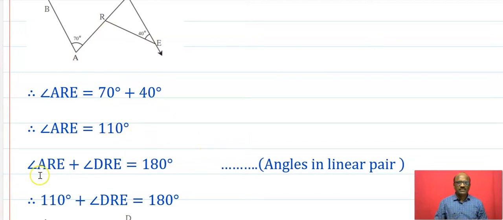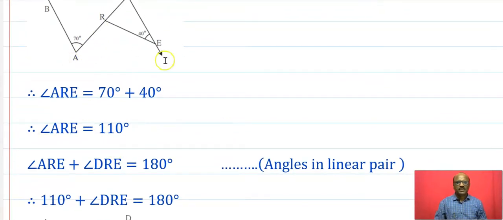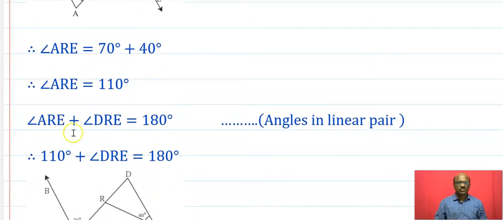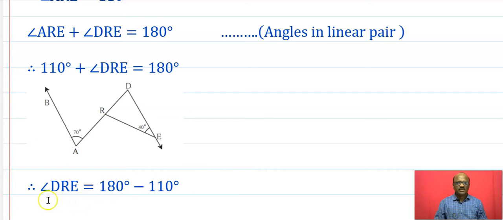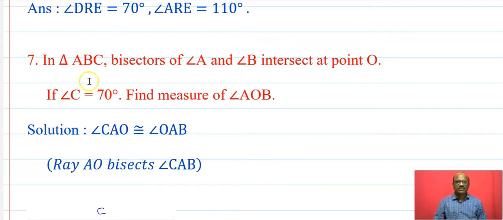Again, measure of angle ARE plus measure of angle DRE is equal to 180, as they are angles in a linear pair. Now we know the measure of angle ARE is 110 degrees, plus measure of angle DRE is equal to 180 degrees. Therefore measure of angle DRE is equal to 180 minus 110, that is equal to 70 degrees. Therefore measure of angle DRE is 70 degrees and measure of angle ARE is 110 degrees. Now question number 7.